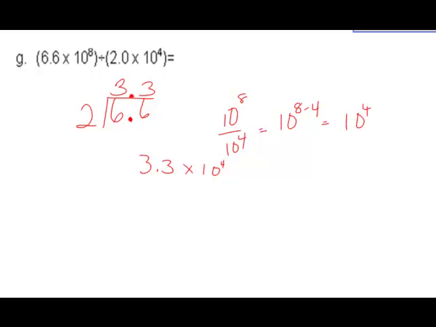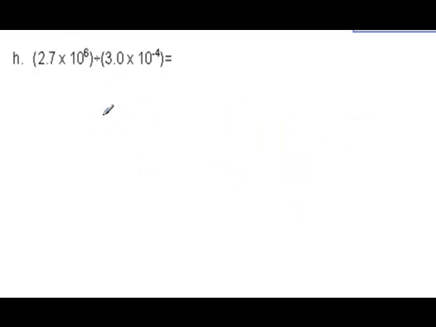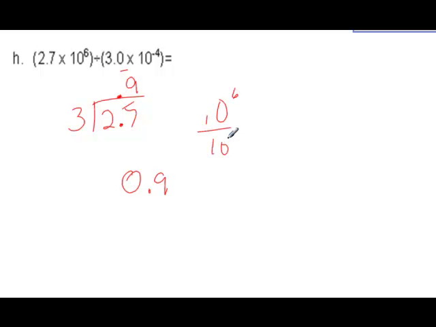All right, H. 2.7 divided by 3.0, so just 3. This decimal needs to go straight up. Does 3 go into 2? No. 3 goes into 27? Yeah, 9 times. 9 times 3 is 27, so it's even Steven, right? Is this number ready for scientific notation? No. All right, so I'm going to have to deal with that. 10 to the 6th, 10 to the negative 4th.